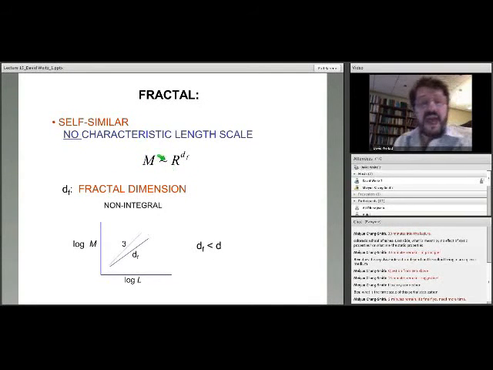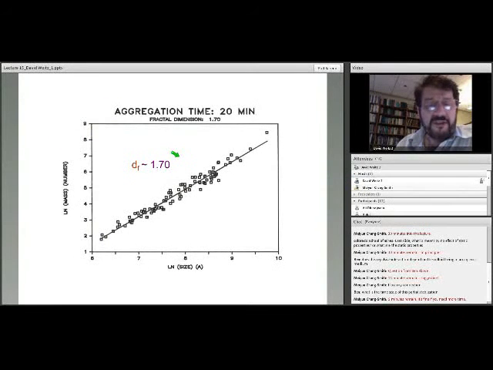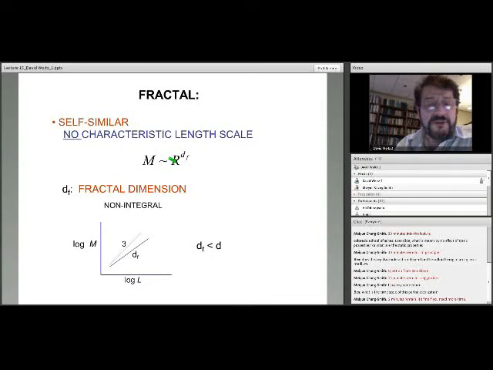Remember, this is 3 dimensions. So if it were a solid object, the mass should scale as the radius of the object cubed. In this case, it's scaling as the radius of the object, but not as the cube, but as some lower power.